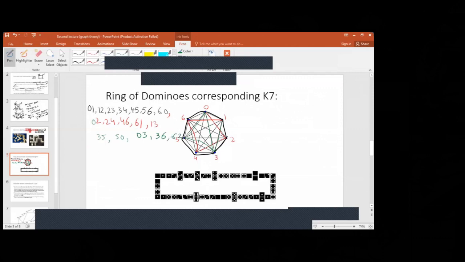Next, I will move from 2 to 5, 5 to 1, 1 to 4, and 4 to 0. So here we can cover every edge with no repetition of an edge. So this is an Eulerian graph.